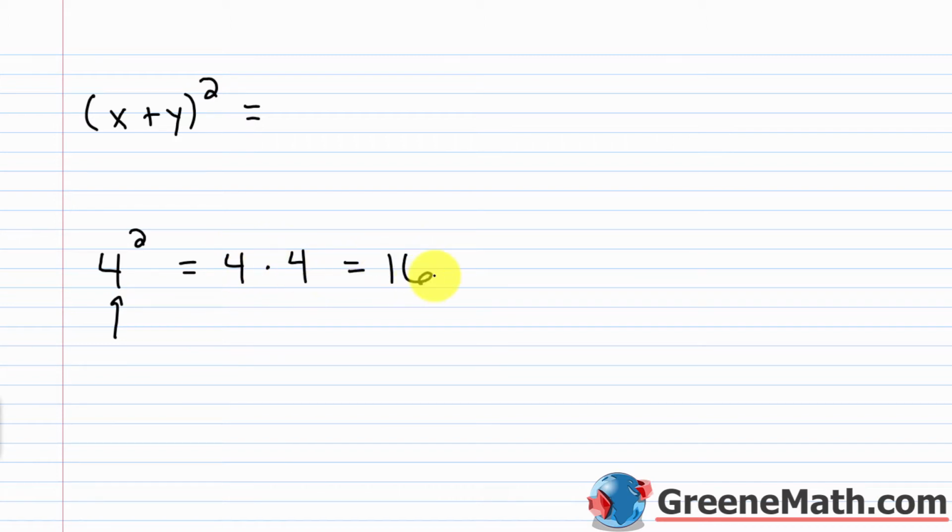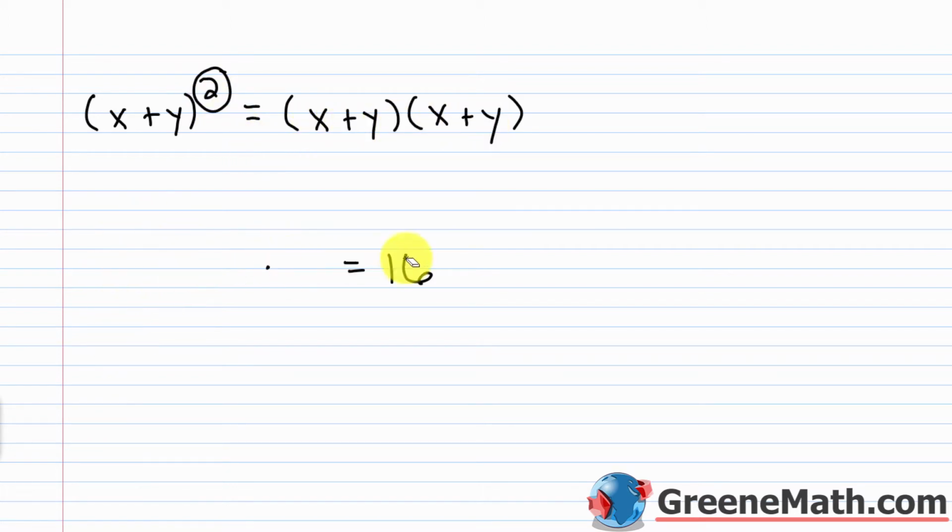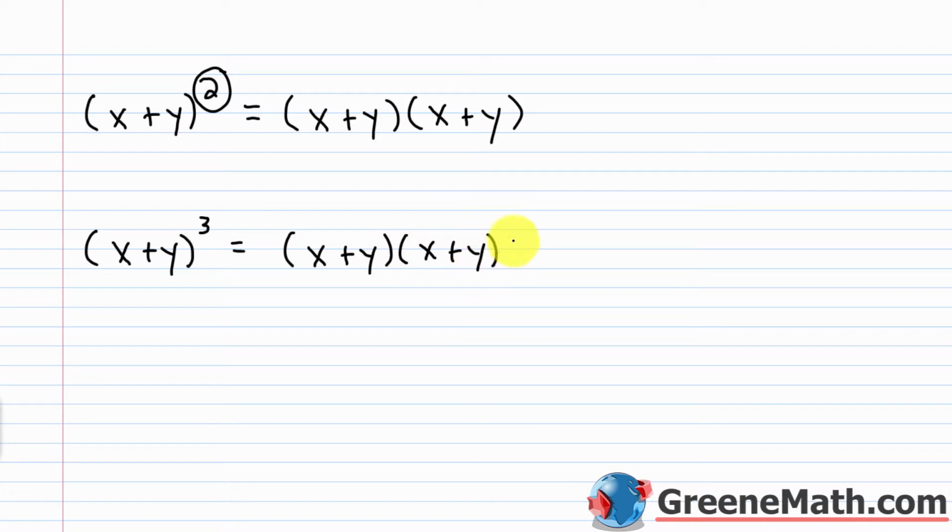Well, by that same logic, if I have this quantity here, x plus y, and it's squared, the base, x plus y, needs to be multiplied by itself. So this is x plus y times x plus y. I have two factors, my exponent is 2, of x plus y. If I changed that exponent and said x plus y to the third power, or cubed, then I'd have three factors of x plus y. You've got to expand this out.